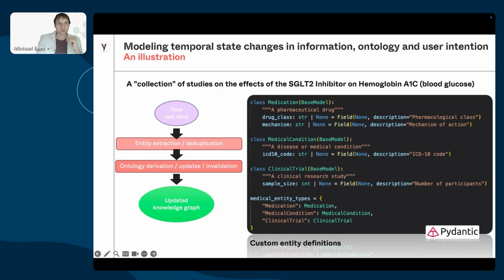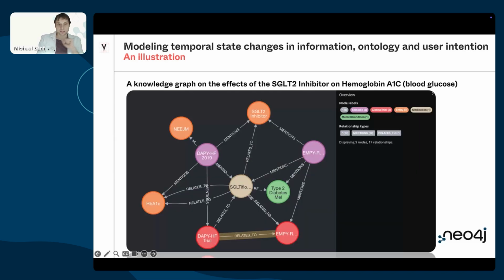And now what we do is basically we construct our little knowledge graph here. So we take the first study and run it through our pipeline of entity extraction and ontology derivation and build an initial version of the knowledge graph. And as you can see here on the right, as I mentioned before, we can very nicely use custom entity definitions, for example, based on the Pydantic library, very convenient in order to really make sure that the nodes are the way that we want them to be. And following on the first study, we then update our knowledge graph with the second study, and then derive our little knowledge graph here.